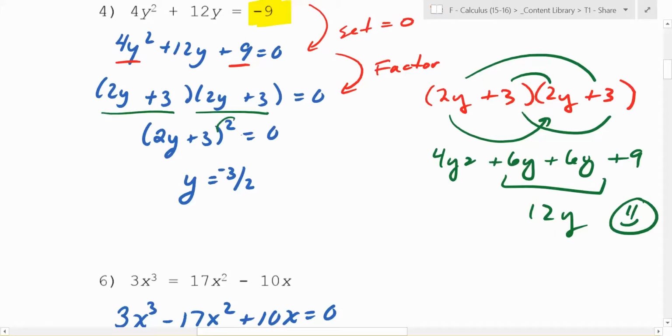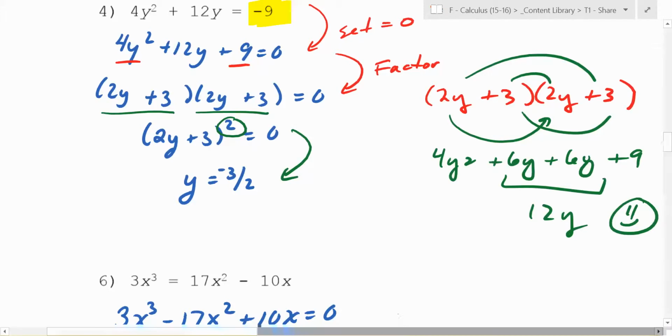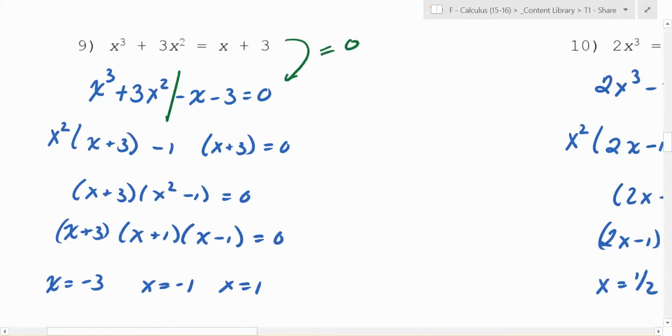Now there are 2 of the same one here, so that turns into a square. What do you do to get from here to here? Set it equal to 0. You have to make it equal 0. And now, if you have a cubic, what's the only method you have right now for factoring a cubic? Grouping is the only thing you have. So you want to test grouping to see if it works.